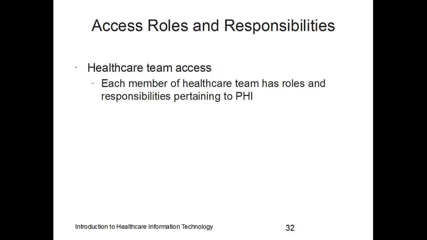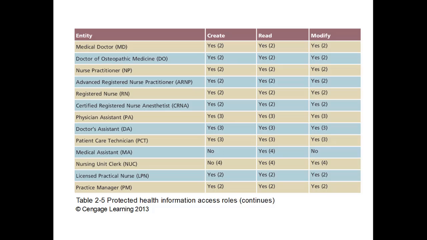When it comes to healthcare team access, each member of a healthcare team has roles and responsibilities pertaining to the protected health information. So depending on what their role is will determine how much access that person has to a patient's health information. Now, for example, on this table we have a variety of different health professionals and what kind of access they may or may not have to a patient's healthcare information. A medical doctor, of course, would be able to create protected health information, be able to read it and also to modify it. Since they are the doctor, they should be able to have unlimited access to this kind of information.